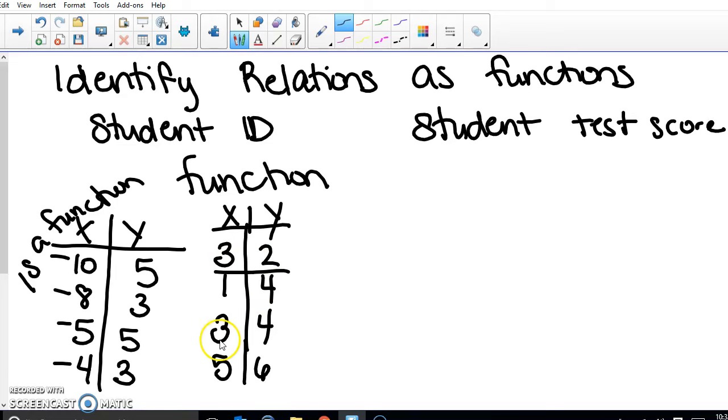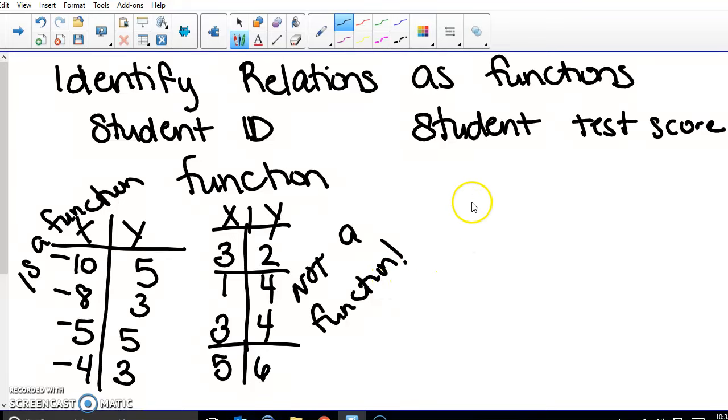This one, when we input 3, we get 2, and we also get 4. This is not a function because we have an input going into the process, into the function, into the relation, and it's producing 2 different outcomes. So this is not a function.